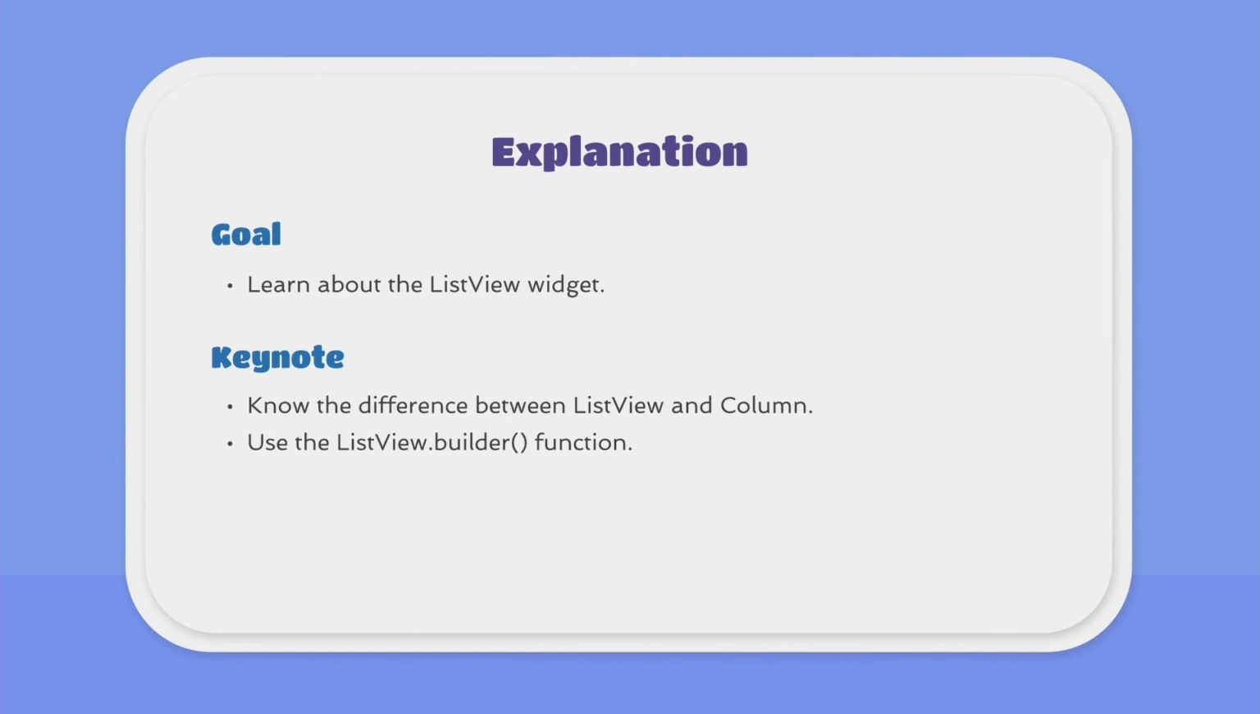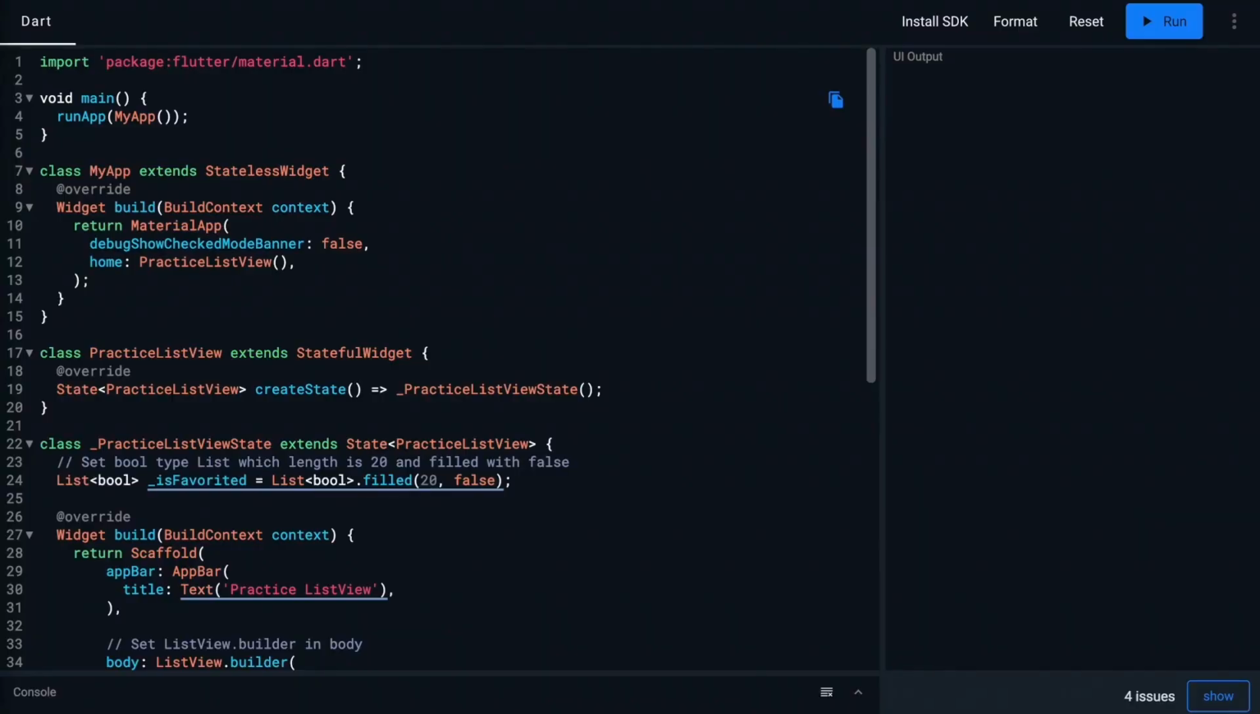Now, let's get started. Today we are going to learn about ListView. ListView is a scrollable Column. We cannot create a widget that goes beyond the screen inside the Column, but ListView expands the screen depending on the item size and allows scrolling.